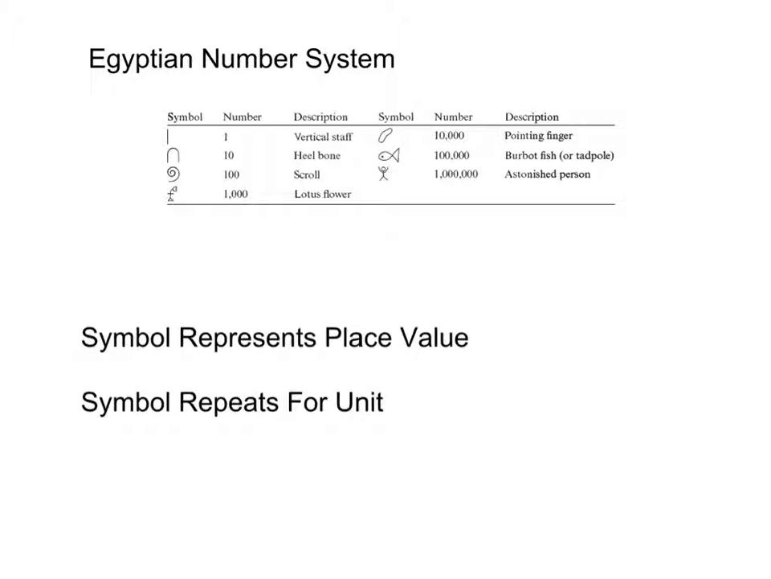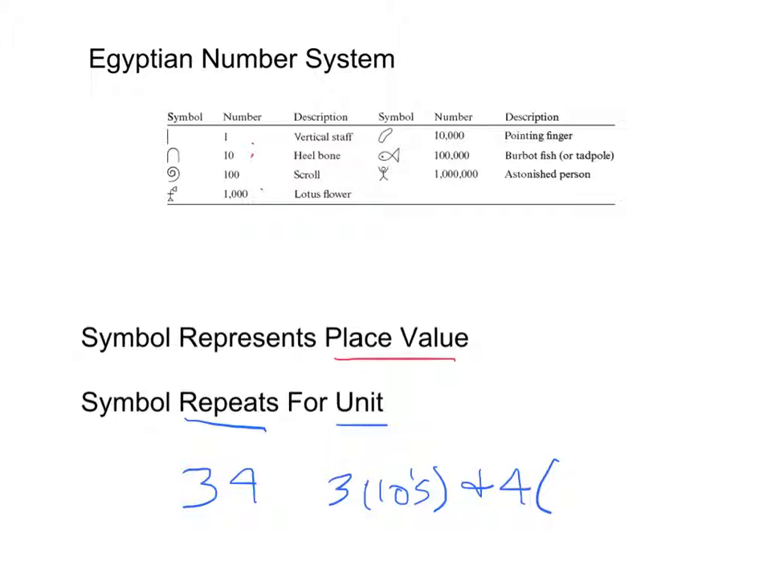What it used, it basically had two symbols. One symbol represented the place value, so when we had ones, tens, hundreds, thousands. And then they just repeated the symbols to represent the unit. So if you wanted a number like 34, well, really 34 is 3 tens and 4 ones. So all they would do with the number 34 would be 3 tens and 4 ones. And that's all 34 represented. Now, it was very simple, and it basically got the job done.